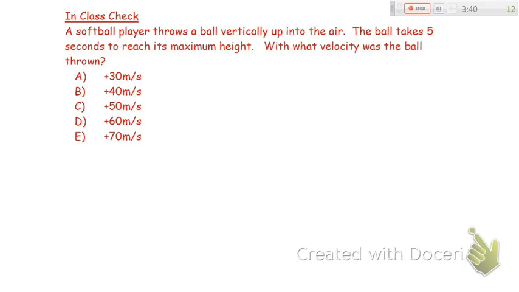So while you're doing that, I'm going to just, softball player throws a ball vertically upwards in the air. My clock, now it's saying 5. It's saying 0. Here's my start and here's my end. I want to know my velocity with which it was thrown, which is a VI.